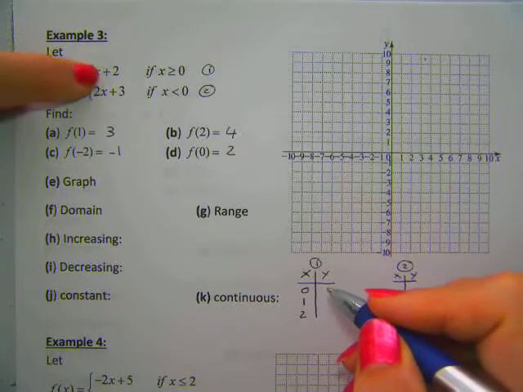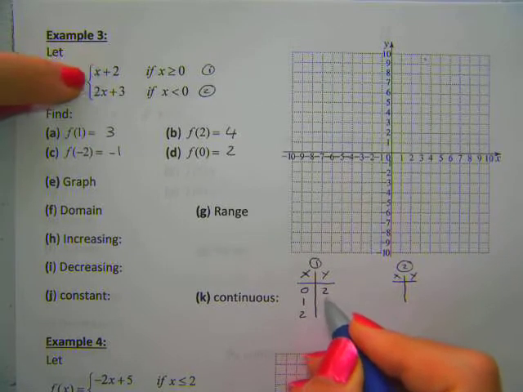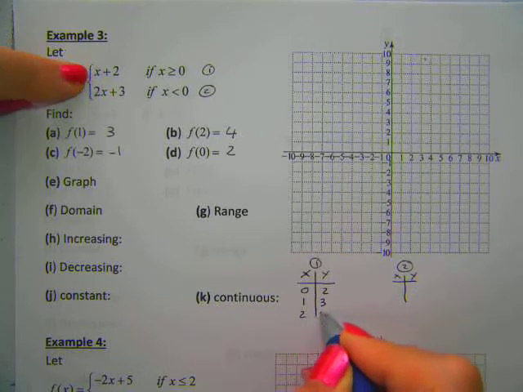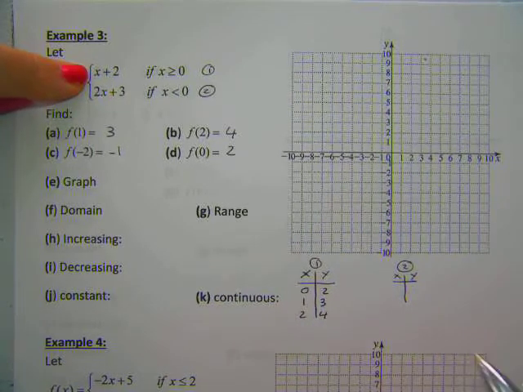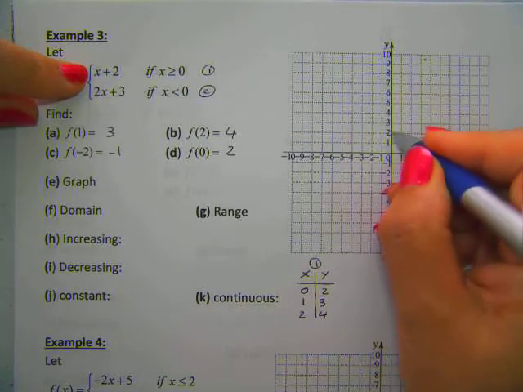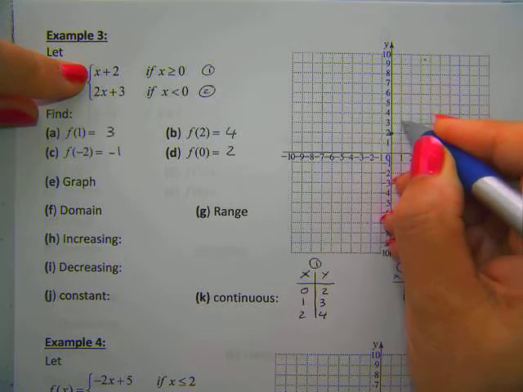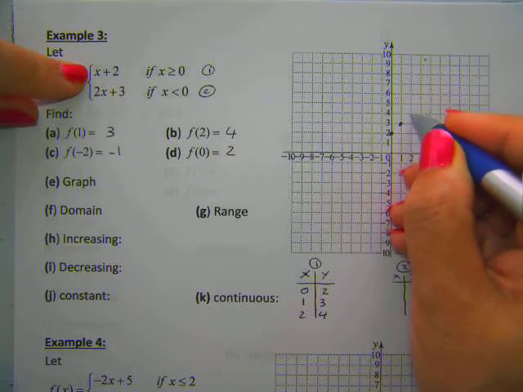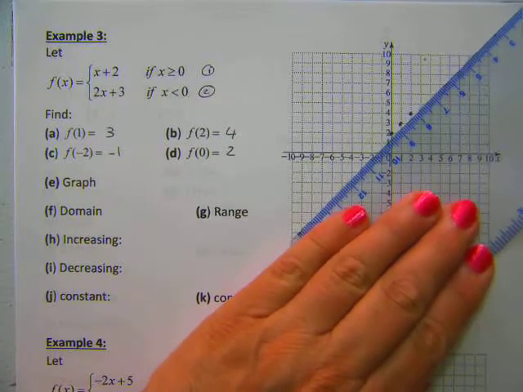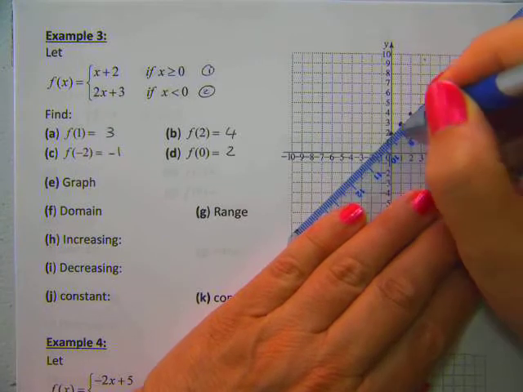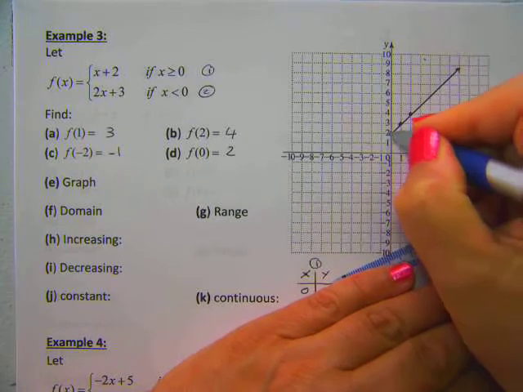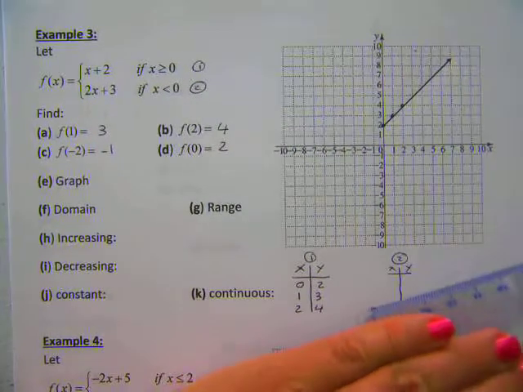So when x is 0, y is 2. When x is 1, y is 3. When x is 2, y is 4. Let's graph this. So we have (0, 2), (1, 3), and (2, 4), and as you can see, it's a linear function with slope 1. So that is just a line going that way, and it's a dark circle here because that 0 is included.